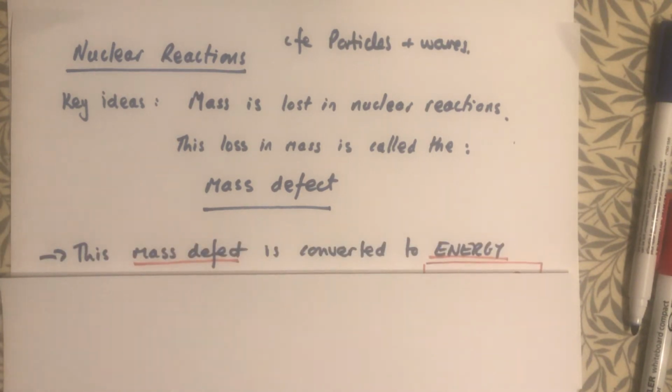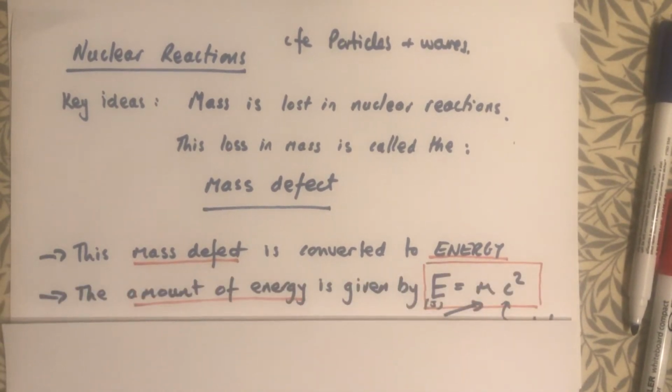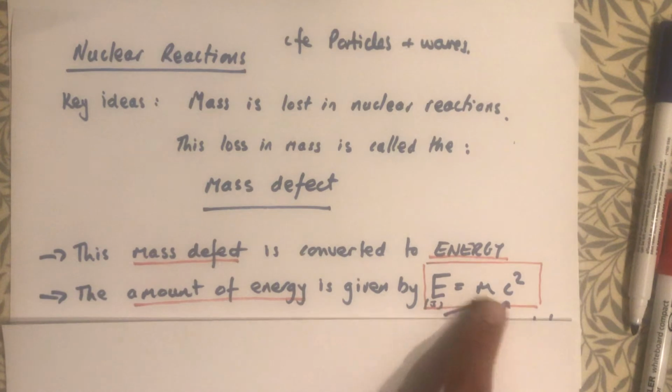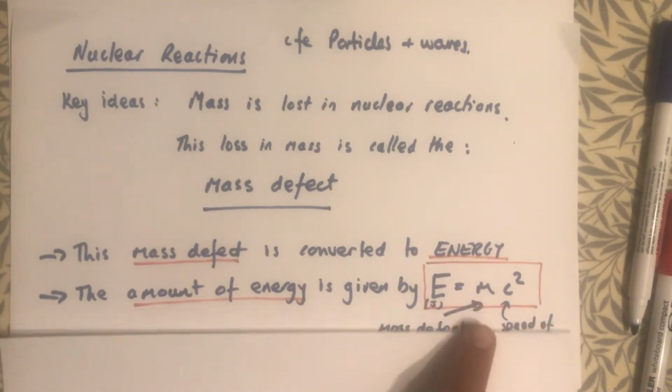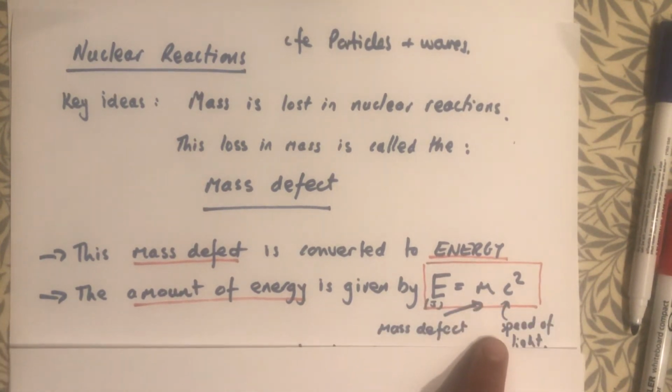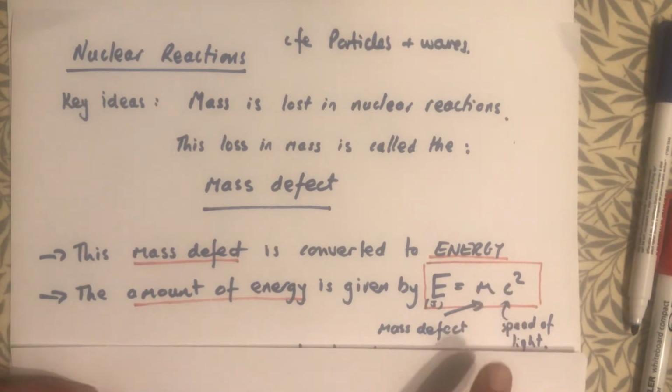The mass defect is entirely converted into energy, and we can calculate that energy using E equals mc squared, where m is the mass defect and c is the speed of light, which we will square. So it's handy to remember that 3 times 10 to the 8 becomes 9 times 10 to the power 16 when you square it.